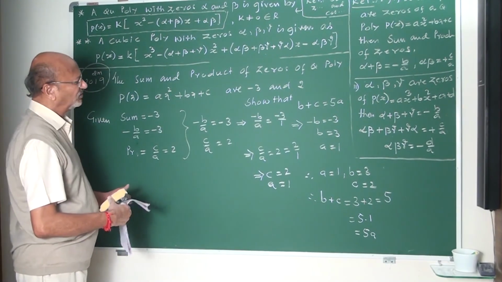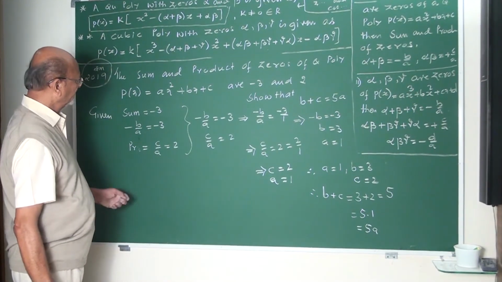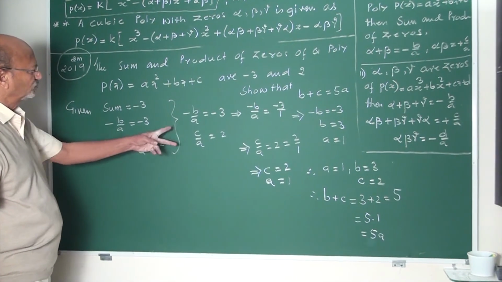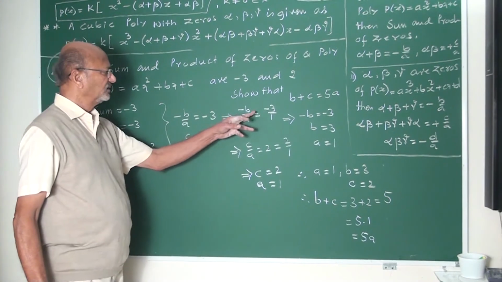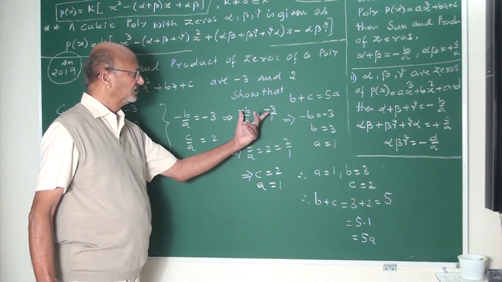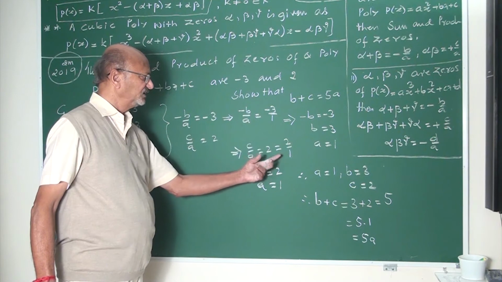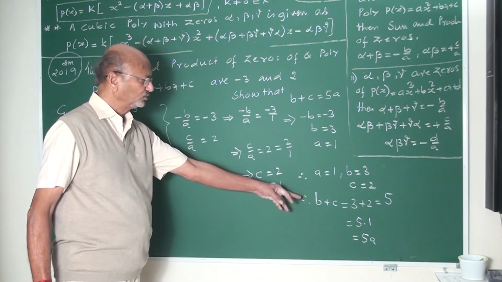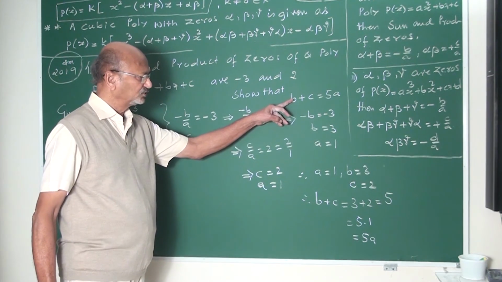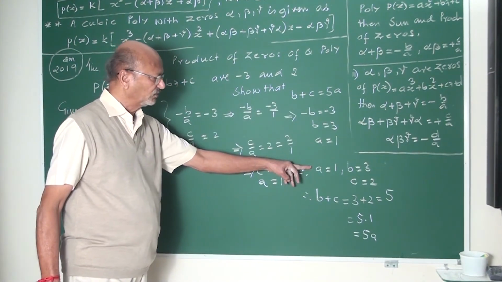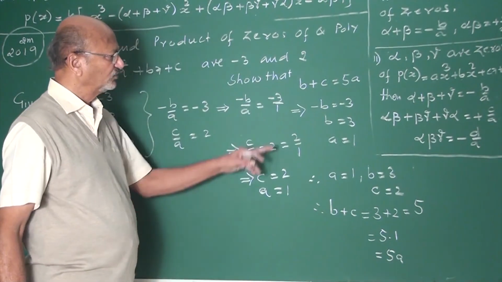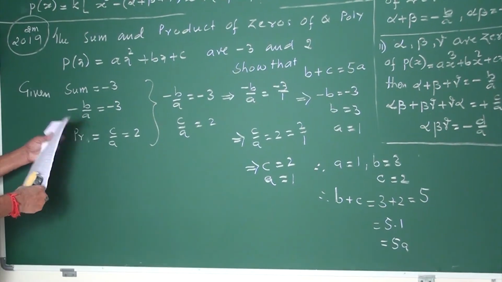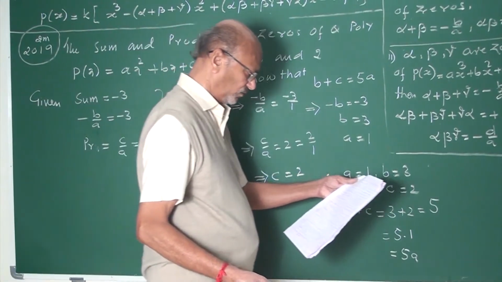If you wanted a brief cut, in that case, direct sum minus b by a is 3, product c by a is 2. Directly this can be written as minus 3 by 1, 2 by 1. B is 3, a is 1, c is 2, a is 1. Directly substitute these values. B plus c, 3 plus 2, 5. 5 into 1, what is 1? A, 5. Therefore, b plus c equal to 5a. Yes, my friends. This is 1.